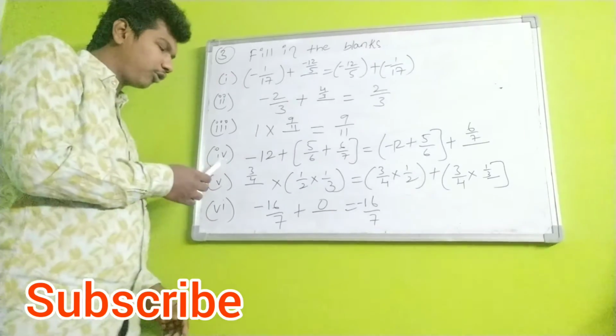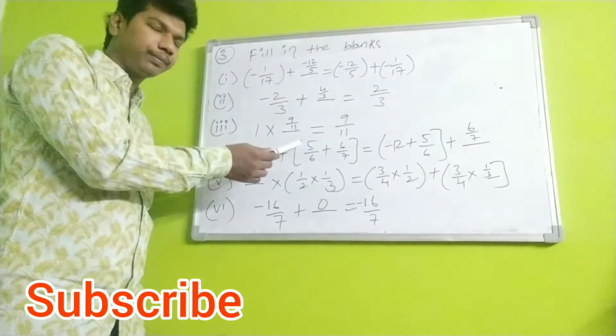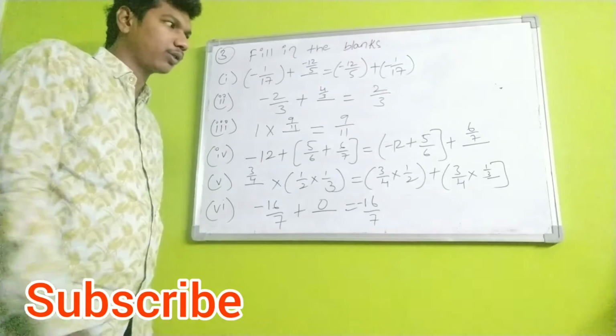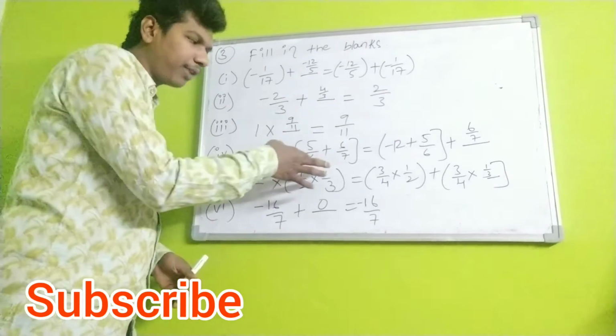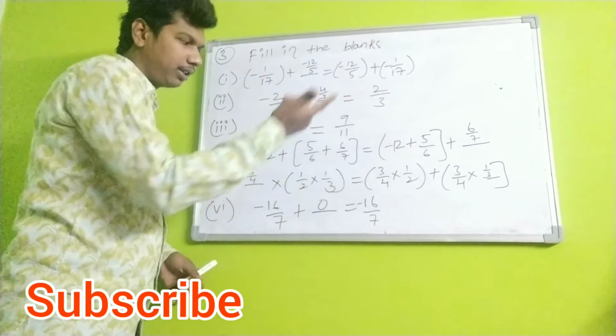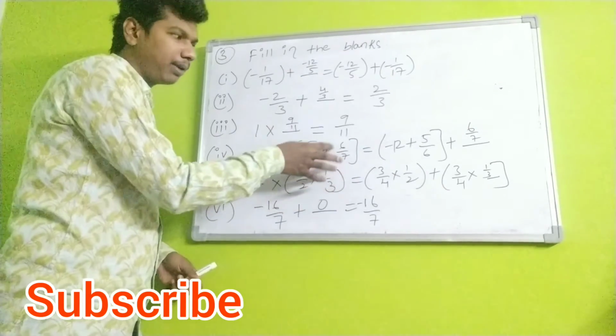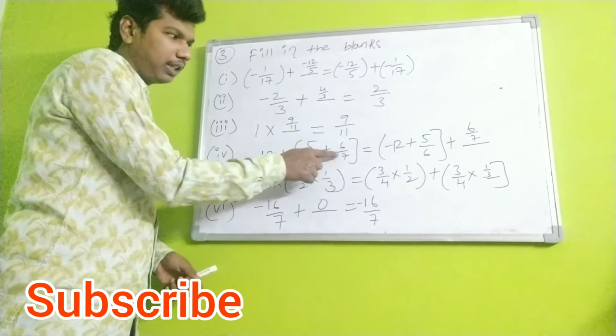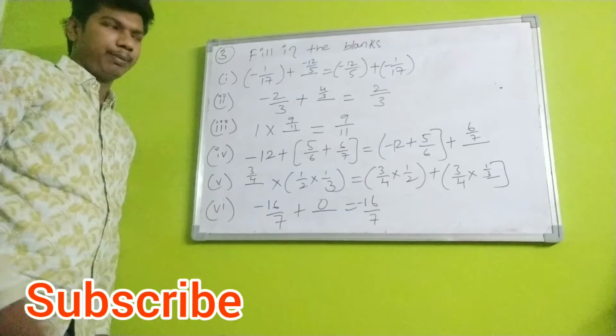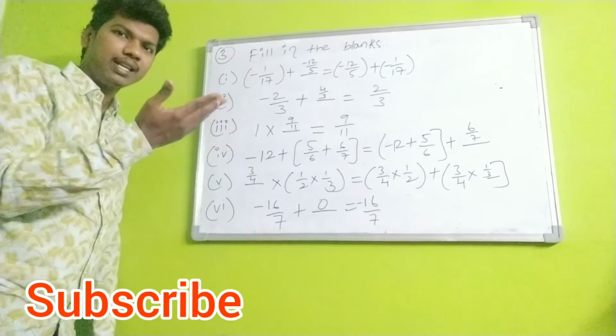Here the fourth one is minus 12 plus 5 by 6 plus 6 by 7 is equal to minus 12 plus 5 by 6 plus a blank. Therefore one more number is missing, and you can observe clearly in the LHS that the missing number is 6 by 7. In place of the blank, the right answer is 6 by 7.